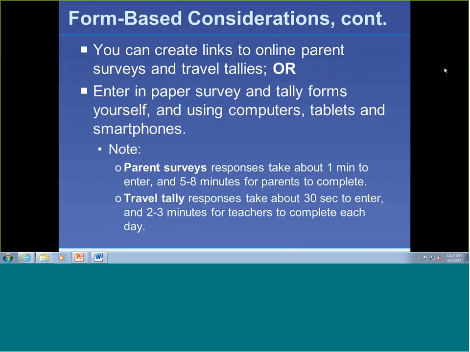So this is just some considerations about what essentially it takes to develop that time budget if you're using paper forms. It takes about a minute to enter once you get the form back, parent survey, and then travel tallies take about 30 seconds to enter. And then also sometimes the rough estimates for how long it takes parents to complete and teachers to complete the forms. Next slide, please.